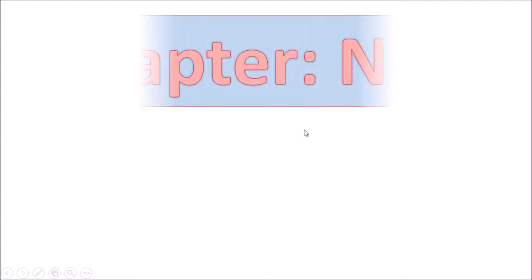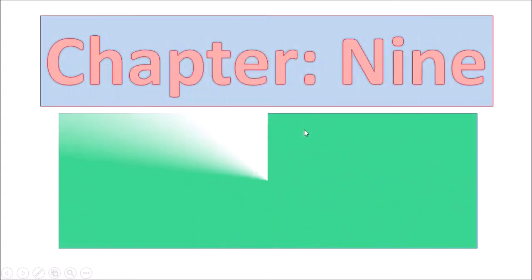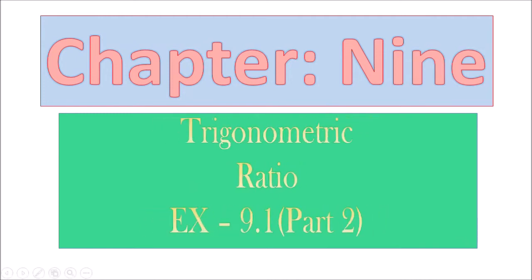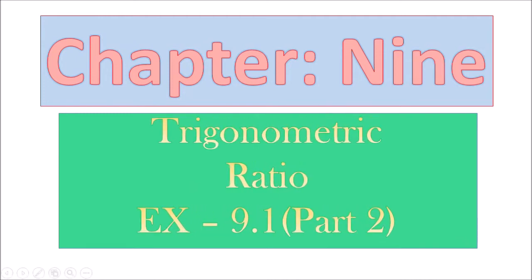Today we are going to start the class of class 9, chapter 9, trigonometric ratios, exercise 9.1, part 2. In the first part I solved some of the maths of this chapter, and now we will finish the rest. I think you understand the first part of the video, and you can now solve all the maths of the chapter up to 13. Now we are going to start from 14.